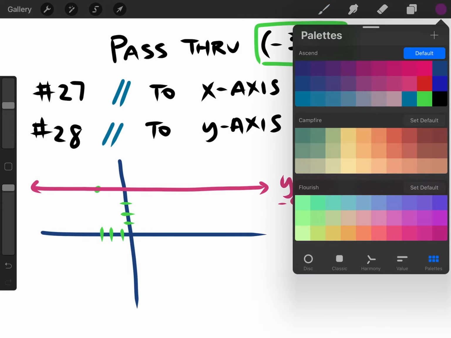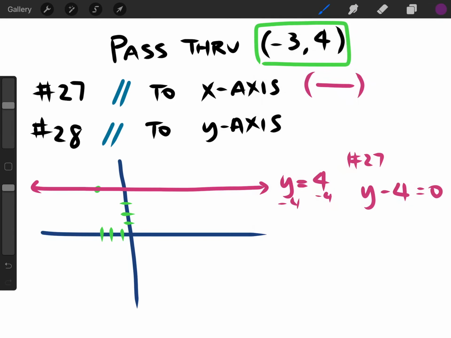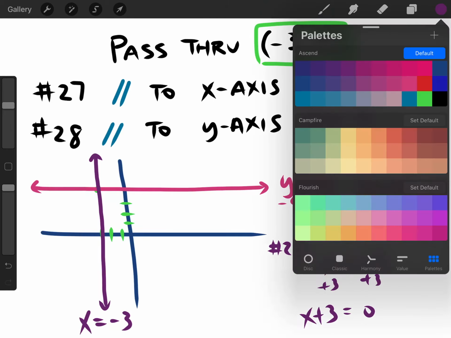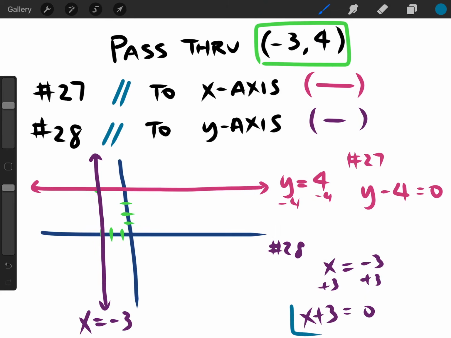Use purple. For 28, I'm going to use the line, it's purple. It's parallel to the y-axis, so this is going to be your line for number 28. So number 28, this line is actually x equals negative 3. Okay, so add 3 on both sides. So x plus 3 equals 0. Okay, here you got your answers for 28.